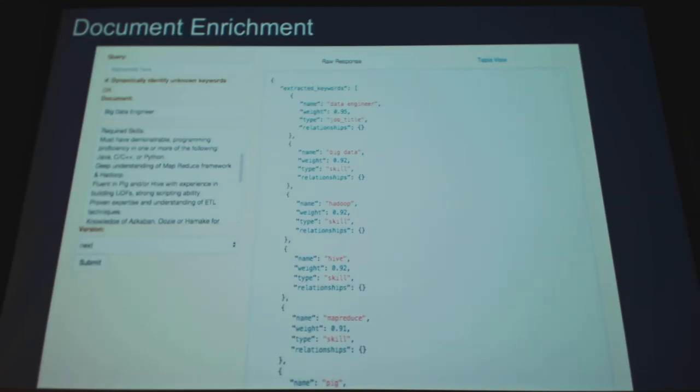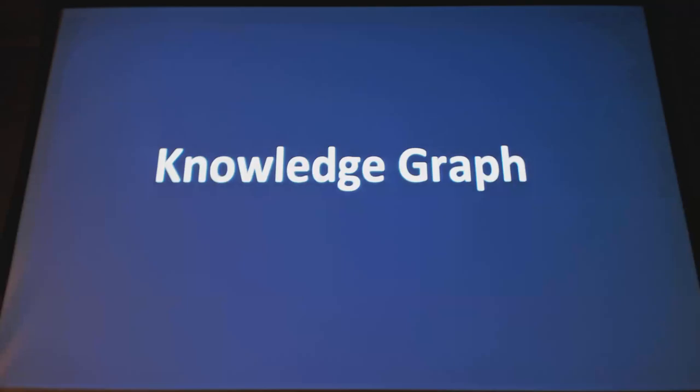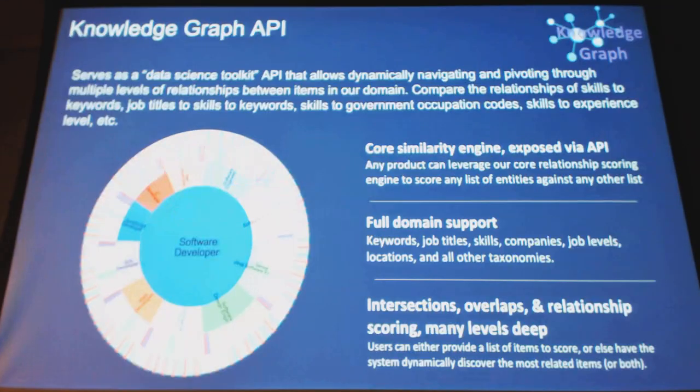But what you see for this document for Big Data Engineer, the top most interesting keyword phrases found were data engineer, big data, Hadoop, Hive, and MapReduce. And so I can basically boil the document down to these and turn around and run those as the search to find other relevant documents using our knowledge graph.